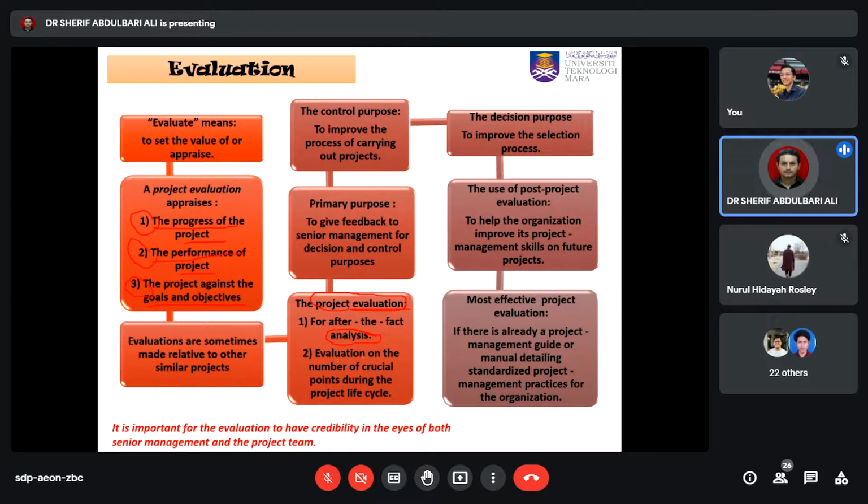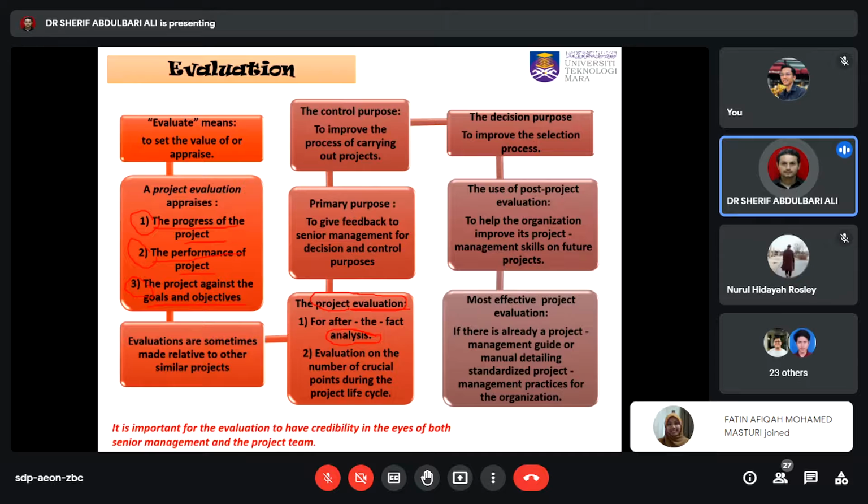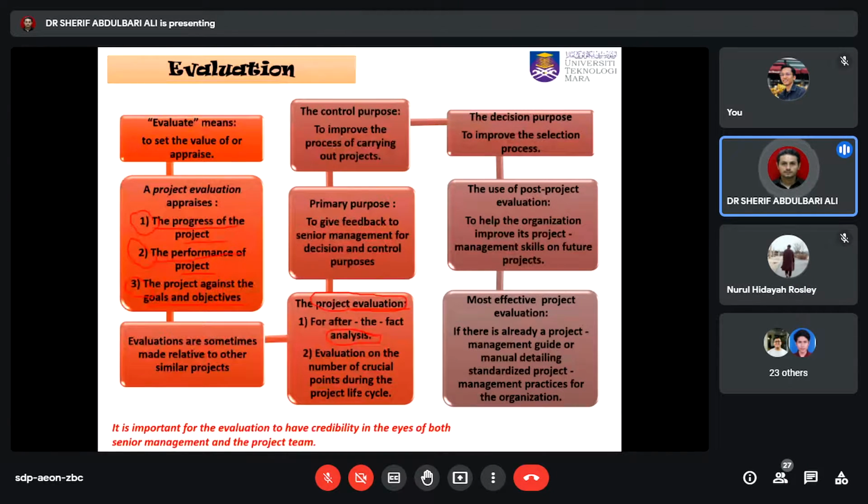And the evaluation is sometimes done at a number of crucial points during the project life cycle. Maybe sometimes the project itself is divided into some points, and this point is really crucial for the project itself. So after each point, maybe you need to do some evaluation. So this is the evaluation of the crucial points during the project life cycle.